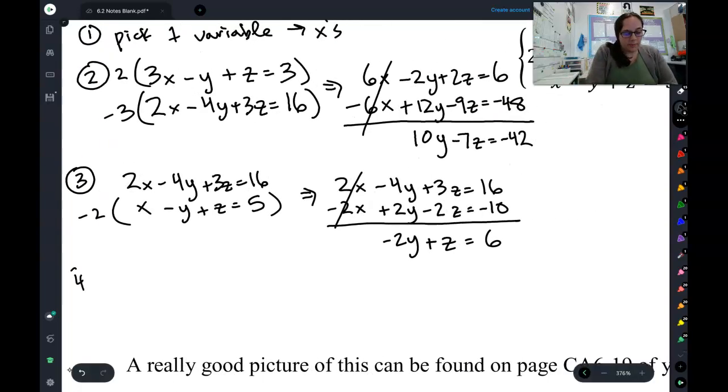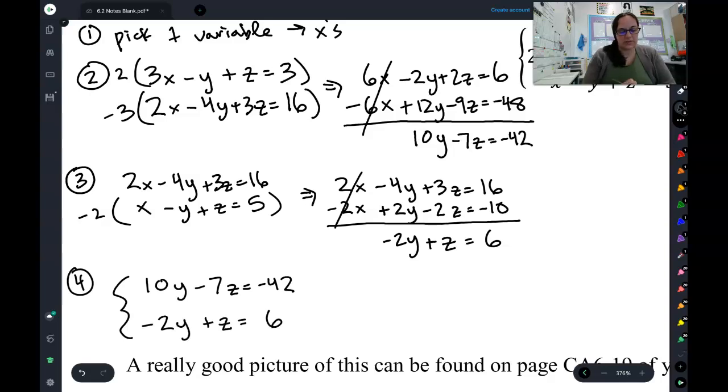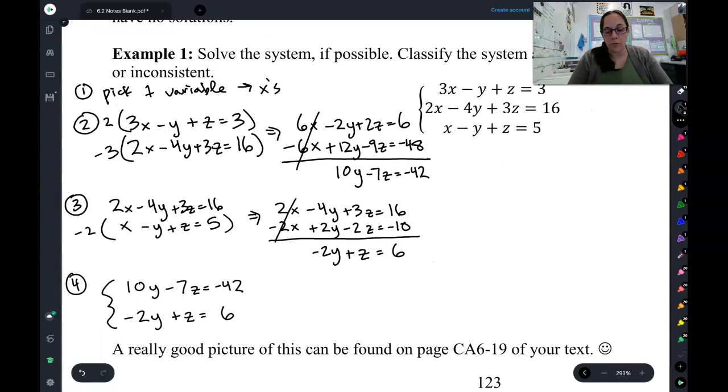Now, step 4, if you look at our answers from steps 2 and 3, I have a 2 by 2 left. So let's write that 2 by 2 I have. I have 10y minus 7z equals negative 42, and negative 2y plus z equals 6. And I can solve that 2 by 2 using substitution or elimination, any of those methods that we learned in 6.1, which was the point all along, was to blunt force to make it look like a 2 by 2. So now I can solve it.